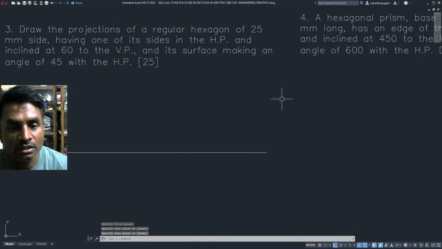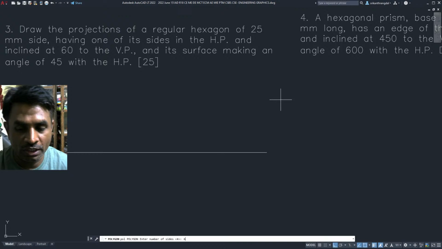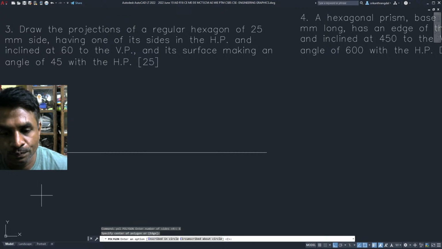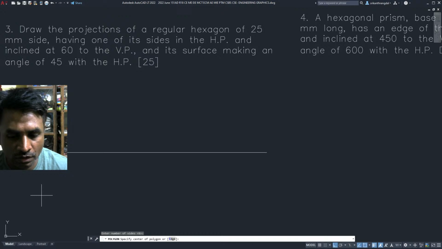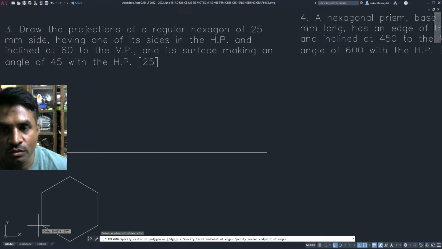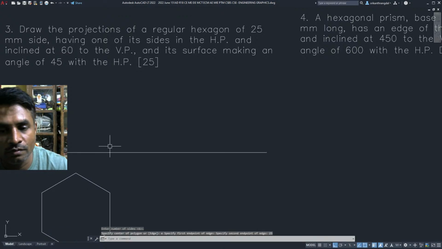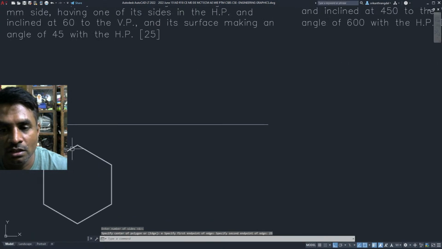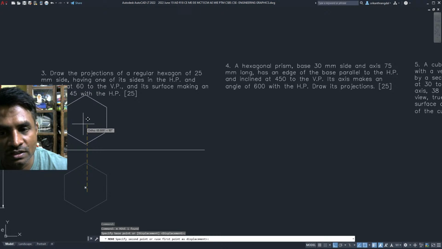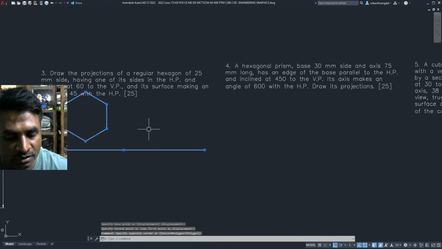So let me take the XY plane. We will use the ready-made option of polygon here, and we're going to be using 6 edges. We want to use the edge method to draw this. Each edge is 25 mm. So this is my hexagon. Because it is having one of the edges in HP, I actually start drawing this above the XY plane, that means in the front view.